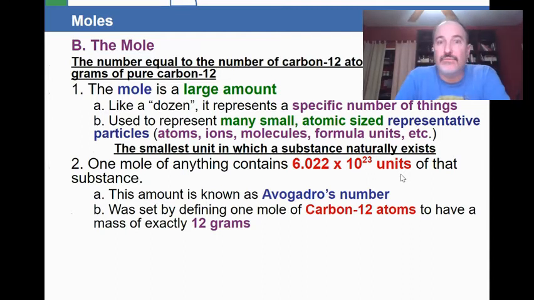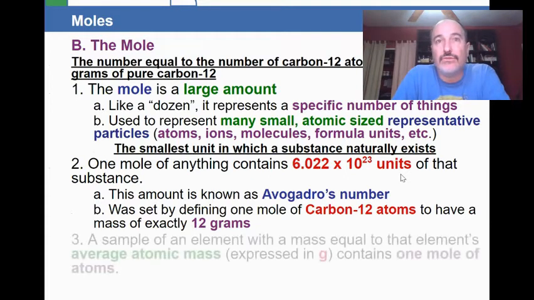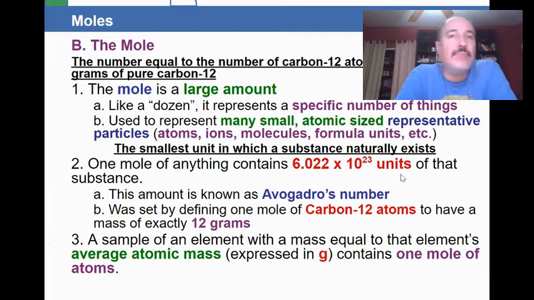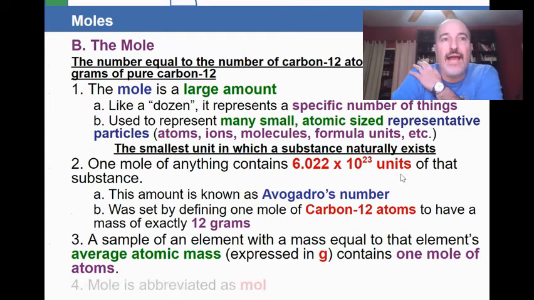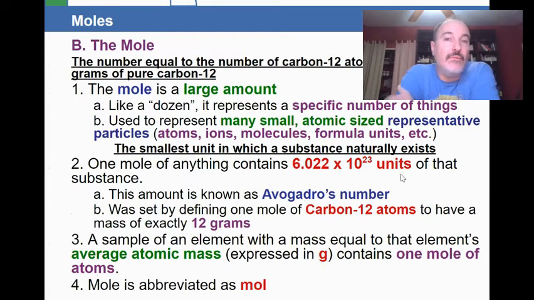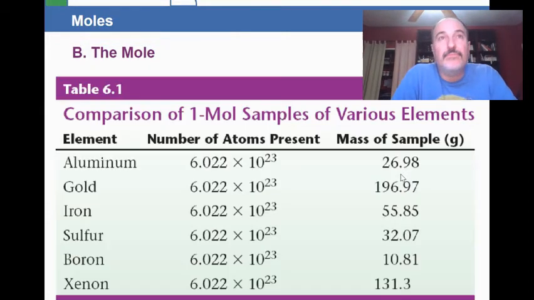And it turned out, after many painstaking measurements, that it was equal to 6.022 times 10 to the 23rd. All right, so a sample of an element with a mass equal to that element's average atomic mass, expressed in grams, contains 1 mole of atoms. And by the way, when you use moles as a unit, just use MOL. I know it doesn't save a whole lot, but that way it's kind of like the word deer. You can say 3 moles and just write 3 MOL. And you don't have to worry about an ES or anything like that. It works for singular and for plural.